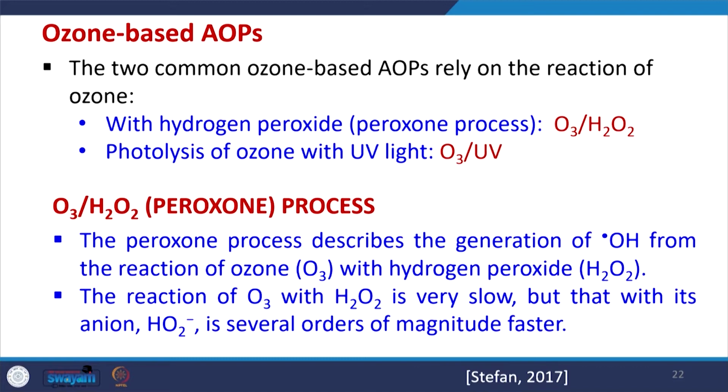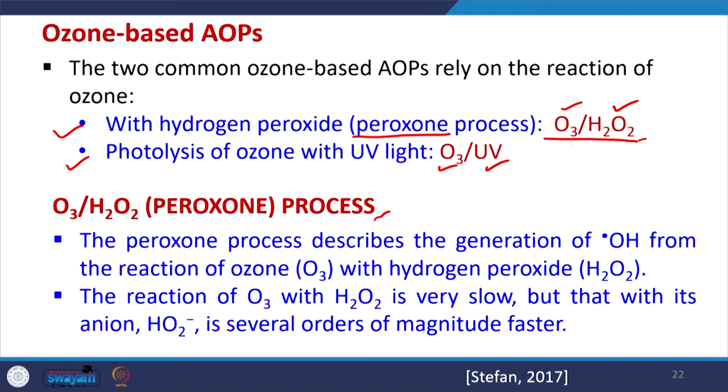Now, there are different ozone-based AOPs which are used for wastewater treatment. The two common methods include ozone with hydrogen peroxide and ozone with photolysis. With hydrogen peroxide it is called O3/H2O2, so we can see here the peroxide is there and ozone is there. Similarly, ozone in combination with UV is also possible. The first process is also called the Peroxone process, and we are going to study this process in detail here.